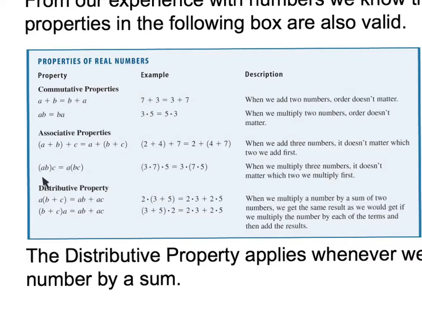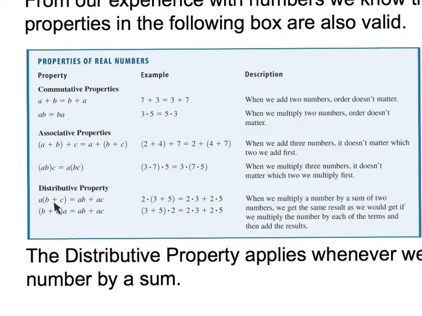So the associative property says we can take any 3 numbers, or more than 3, and multiply them in any order. Okay, so 3 times 7 is 21, times 5 is 105, or we could go 7 times 5 first and get 35, times 3 is 105. Okay. And then distributive property is a little bit different.